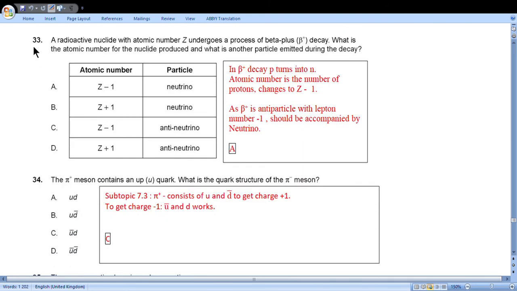Question 33. A radionuclide with atomic number Z undergoes beta plus decay. What is the atomic number of the nuclide produced, and what other particle is emitted during the decay? In beta plus decay, a proton turns into a neutron. Atomic number is the number of protons, so it changes to Z minus 1. As beta plus is an antiparticle with lepton number minus one, it should be accompanied by a neutrino with lepton number plus 1. So we choose answer A, neutrino, Z minus 1.